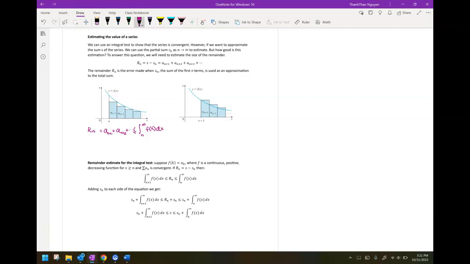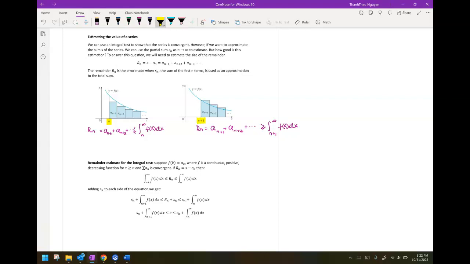Now, here we can see that R sub n, in this case, is equal to a sub n plus 1 plus a sub n plus 2 plus so on and so forth. In this case, it will be greater than the integral from n plus 1 to infinity of f of x dx. Note that in the first case, we started at n. The second case, we started at n plus 1.